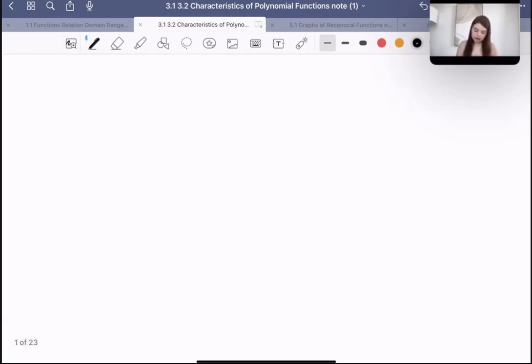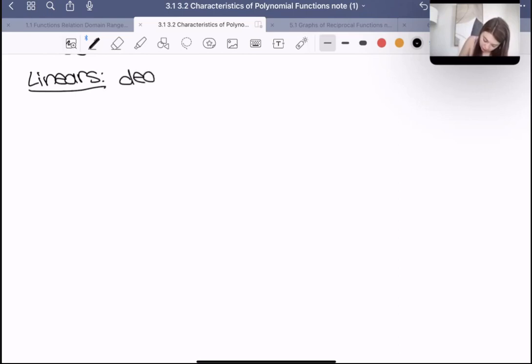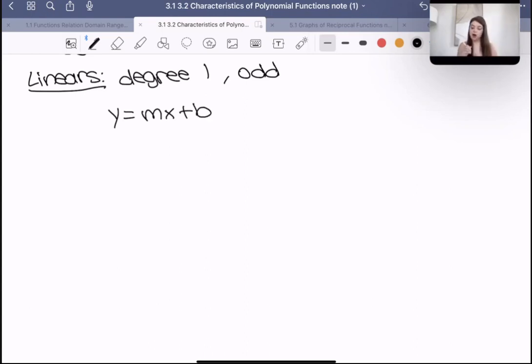So let's look specifically at linears and quadratics. We're going to use linears as our degree 1 example. Linear equations are degree 1 and they're odd, and they go with the equation y equals mx plus b. Y equals mx plus b expresses the general form for a line. Now, when it comes to lines specifically, how would we know the end behavior? Let's just think about what we already know.